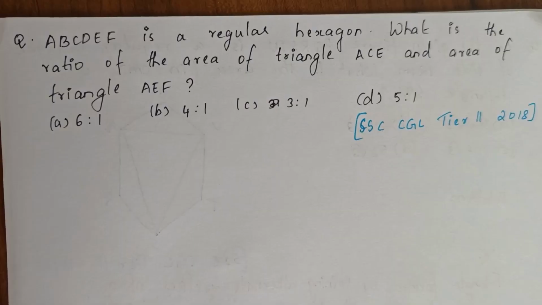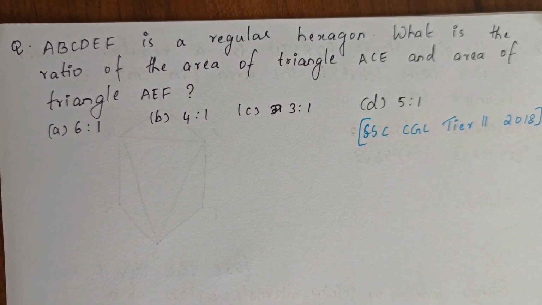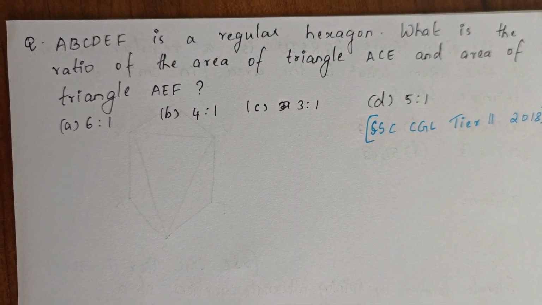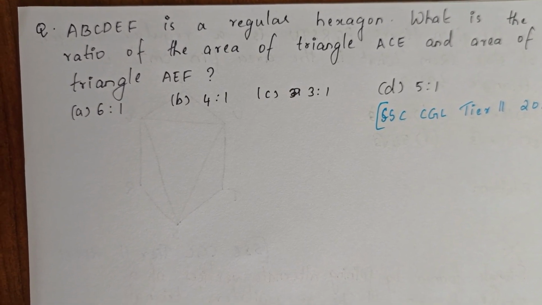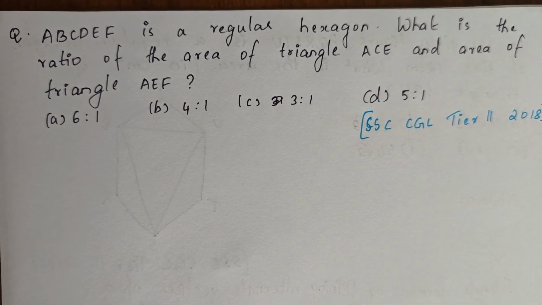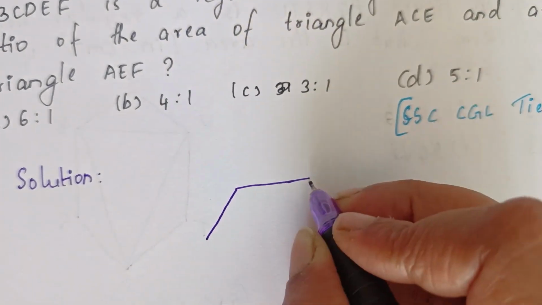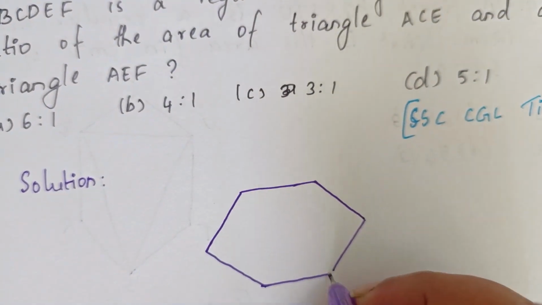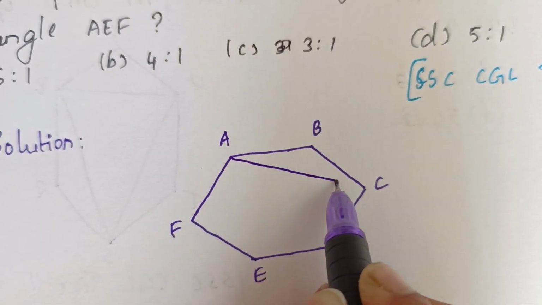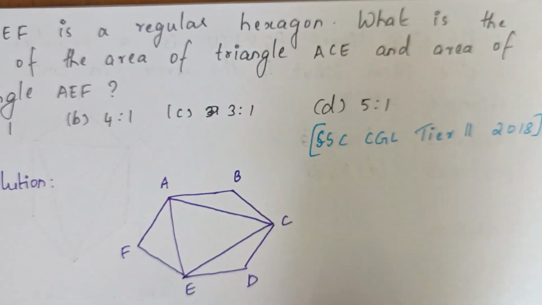Next question: ABCDEF is a regular hexagon. What is the ratio of the area of triangle ACE and area of triangle AEF? Option A 6:1, B 4:1, C 3:1 and D 5:1. So this was asked for SSC CGL Tier 2 2018. So first we can draw the diagram of regular hexagon ABCDEF. We need to find the area of triangle ACE and triangle AEF.